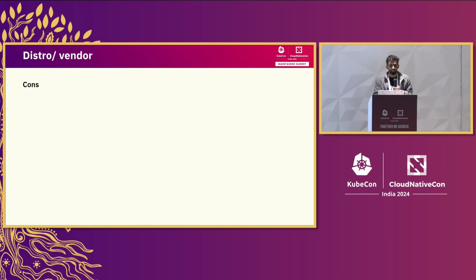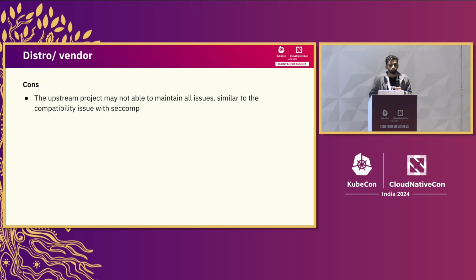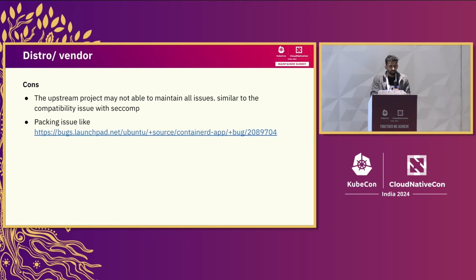Now looking at the disadvantages side, the upstream project may not be able to maintain all the issues. Initially I mentioned the RHEL7 issue that came up with libseccomp. So all the issues the upstream project may not be able to maintain, the downstream has to cater to, look into, and fix. Also there can be packaging issues that come up.